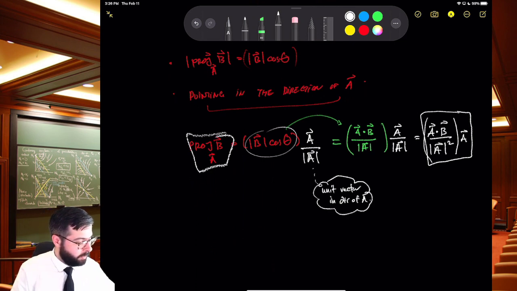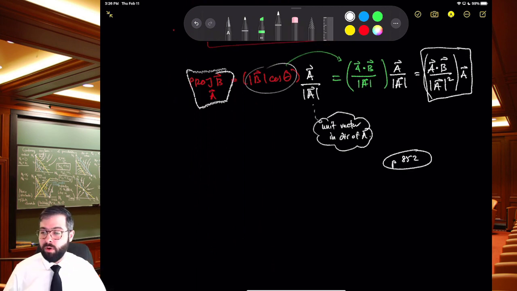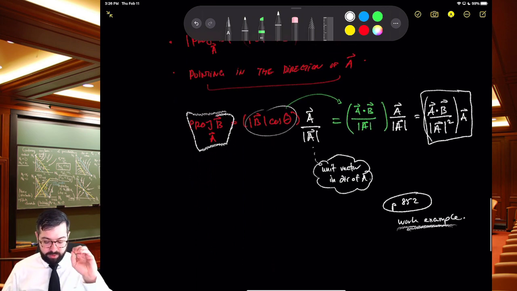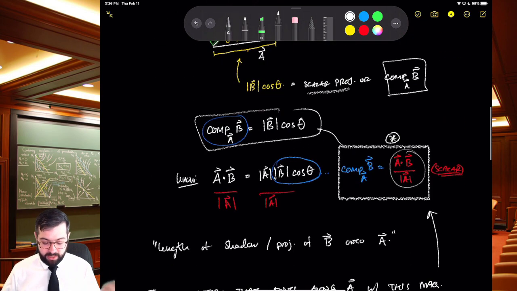So that's pretty cool. And with that, there is the example at the end of the text section on page 852, which has a walkthrough of a work example, which I'd recommend. It's a pretty canonical example for this, and I have no commentary on it outside of what's there, so I'll let you enjoy that. But it's nice for the physics-minded folks. So we have the vector projection of B onto A. We have the scalar projection, or the component of B along A.